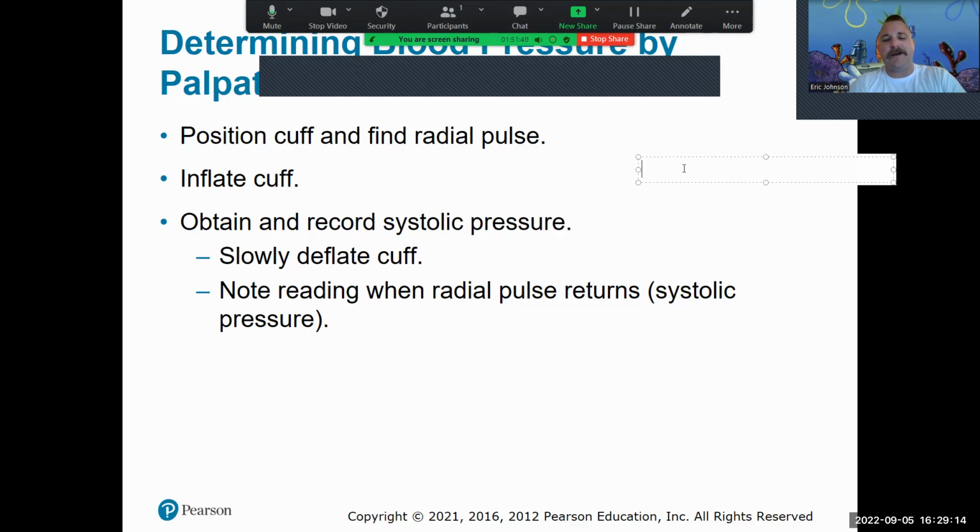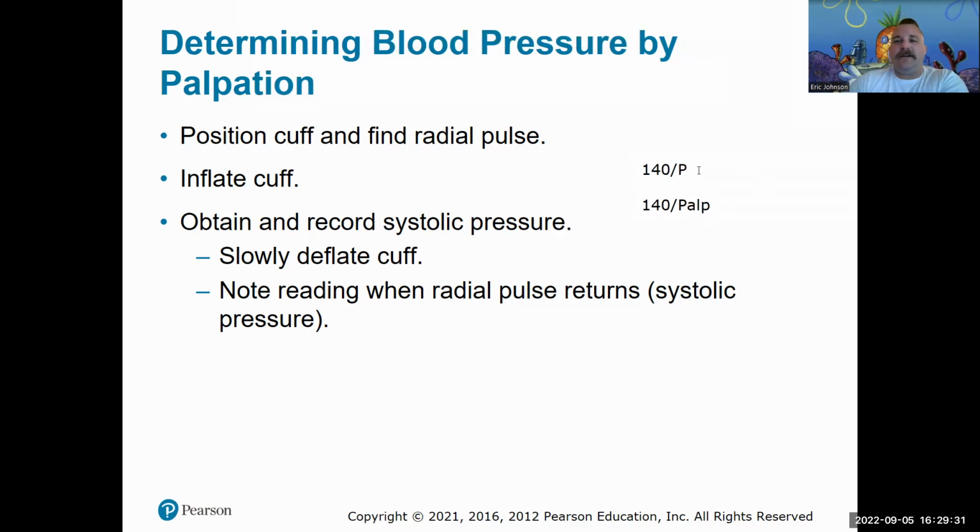So let's say that it was a little elevated. It's 140, so it'd be 140 over P, or we could record it as 140 over PALP. Usually we do 140 over P, 140 over PALP. That's going to indicate to our other providers, hey, we weren't able to get a full-blown blood pressure.